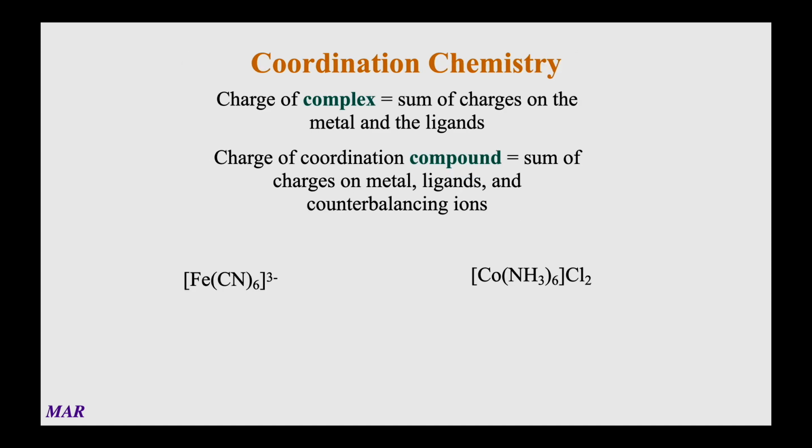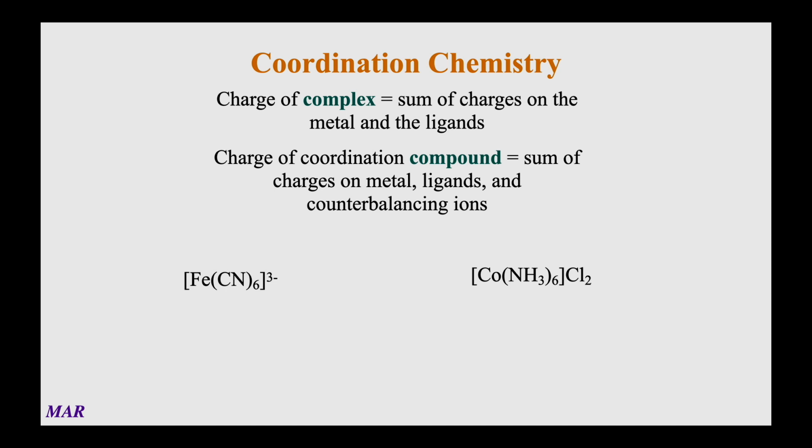The charge on the complex ion is going to be found by just taking the individual charges on the metal and the ligands, and you can find out what it is. On the other hand, for the charge of a compound, you have to think about cations and anions separately in order to figure out what's going on. On the left is FeCN6-3. That's a complex ion, okay?